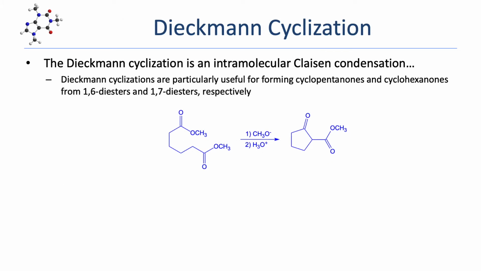The Claisen condensation can also occur intramolecularly on compounds with two esters. The intramolecular Claisen condensation is known as the Dieckmann cyclization, and as the name implies, the reaction results in the formation of a ring. In the example, we see a 6-carbon diester undergoing a Dieckmann cyclization. In this case, the reaction forms a new cyclopentanone ring. The Dieckmann cyclization is useful for forming substituted cyclopentanones and cyclohexanones from 1,6 and 1,7 diesters.